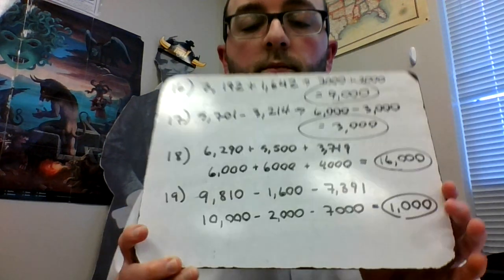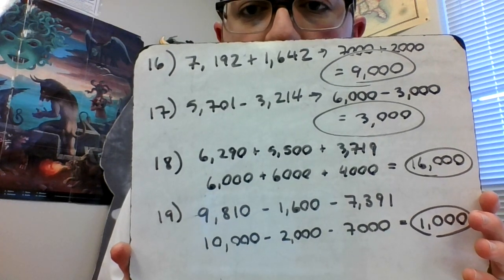Last one. 9,810 minus 1,600 minus 7,391. Again, rounding those to thousands, we get 10,000 minus 2,000 minus 7,000. So 10 minus 2 is 8,000. 8,000 minus 7,000 gives us 1,000. There we go. So that's some practice with some estimation.